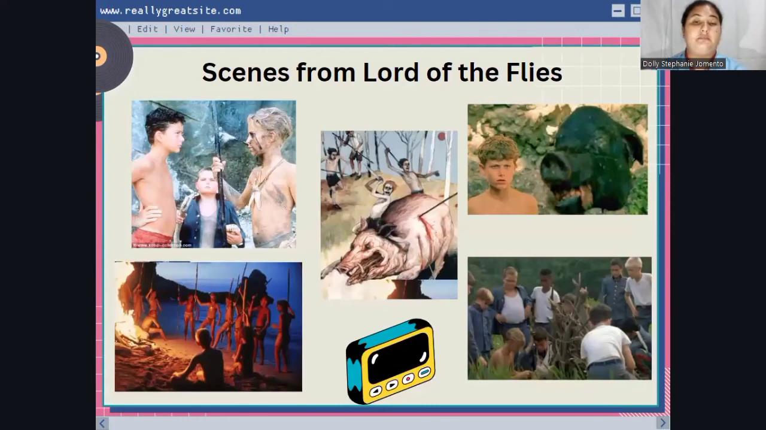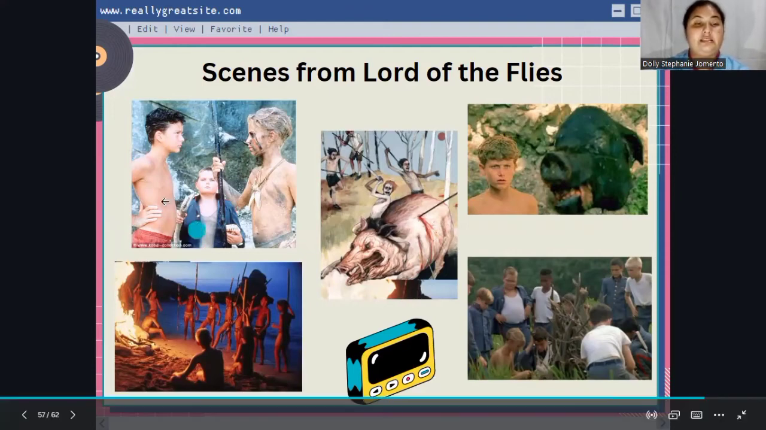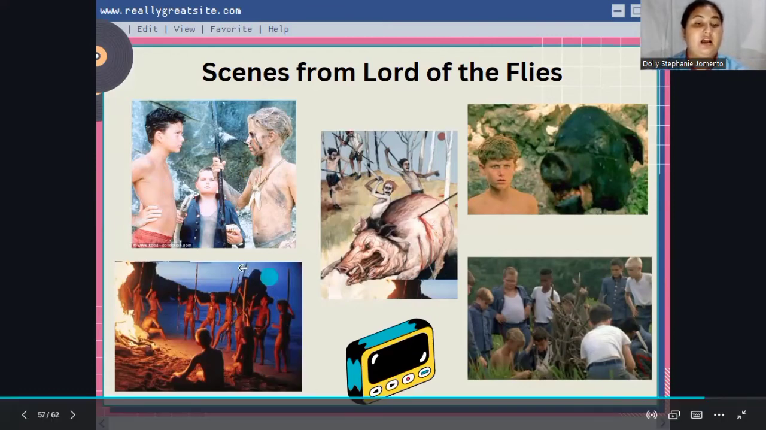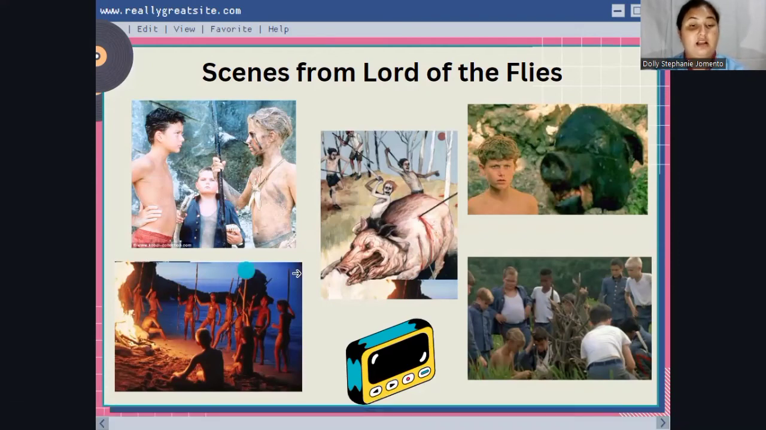So these are some of the scenes from The Lord of the Flies. I highly recommend nga mulantaw mo sa movie, good guys. Or kanang mo read mo sa novel kay tsada gud siya kaayo and daghan mo kayong ma-learn. This is Piggy. This is Ralph. Then this is Jack. Then this is the scene nga naghimo sila sa ilahang anang chant sa ilahang tribu.